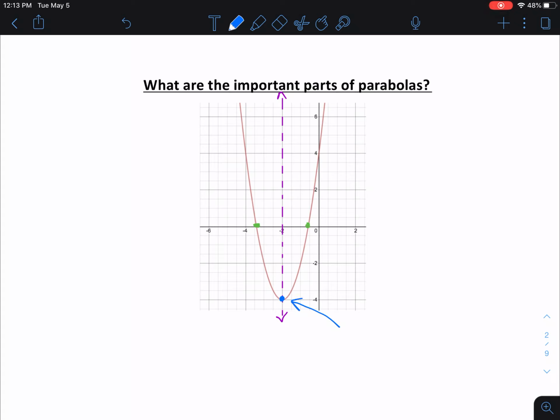The first part is this blue point here. This is called a vertex. This is maybe the most important part of a parabola. It's either the highest or the lowest point, depending on which way the parabola opens.